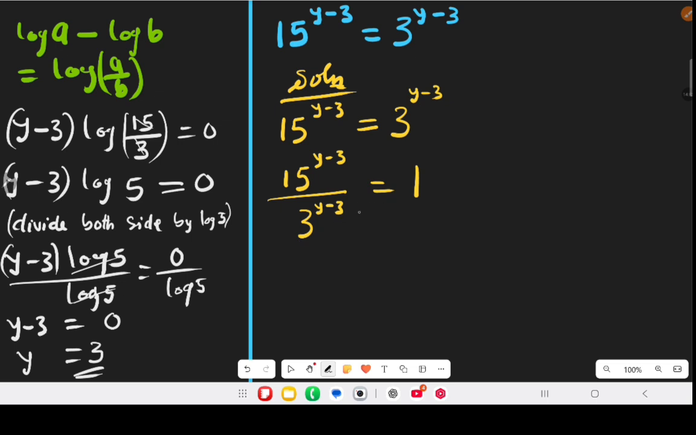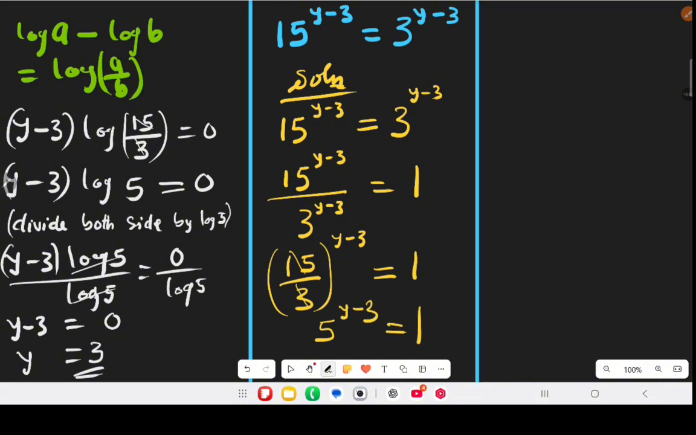Because when you cross multiply, you will still get back the same equation. Then if we have this, the powers are equal. If the powers are equal, we are allowed to do 15 over 3 all raised to the power of y minus 3. This power is affecting both the numerator and the denominator, is equal to 1. Then we can divide the bracket 3 into 15. That will give us 5 raised to the power of y minus 3 equal to 1.